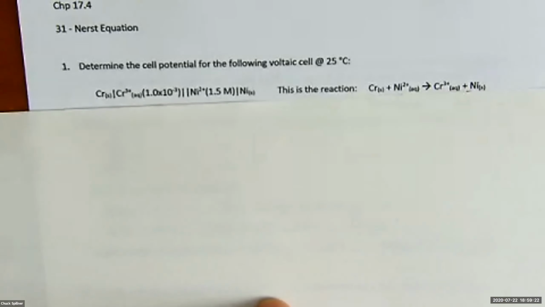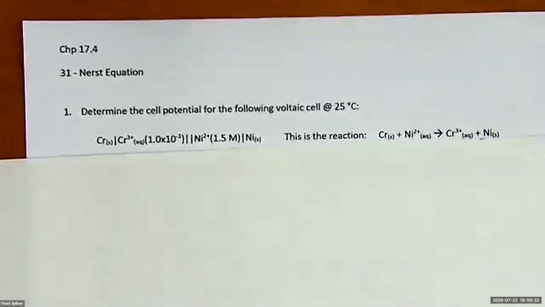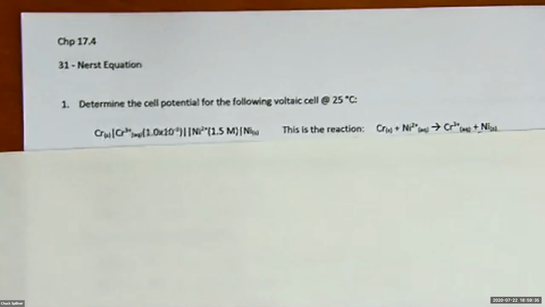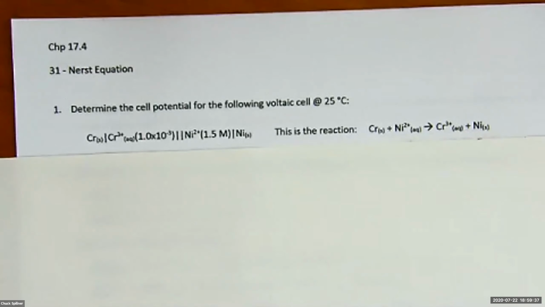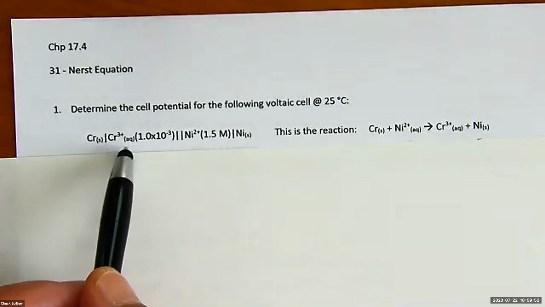Okay, so quickly I'll go to the second worksheet. This is using the Nernst equation. Remember, the Nernst equation is used to calculate the cell potential at non-standard conditions. And so in this case, we're still going to calculate the cell potential at 25 degrees C, but the concentrations are going to be different. So here's our cell notation here, and it's chromium going to chromium 3+ at the anode.